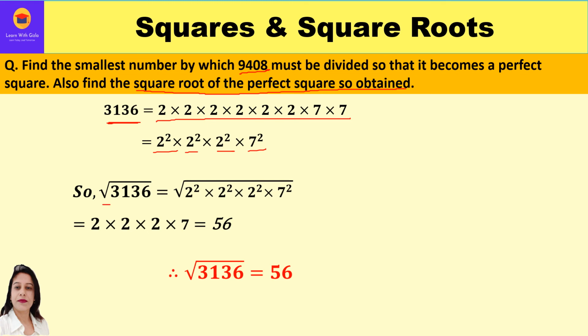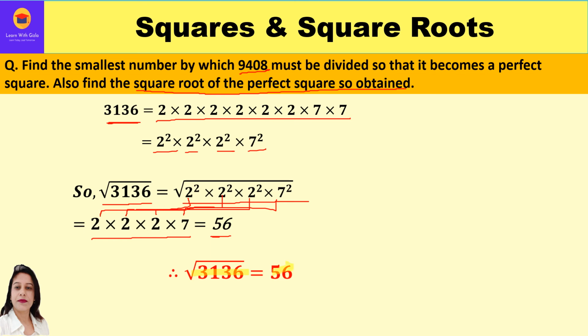So further, root of 3136 is root of 2 square into 2 square into 2 square into 7 square. Further, we are going to take out one factor from each pair. So from this 2 square we are going to take out 2, then 2 again, then 2 again, and from 7 square we are going to take out 7. Then we are going to find the product of these factors, which comes to 56. So we can say that root of 3136 is 56.